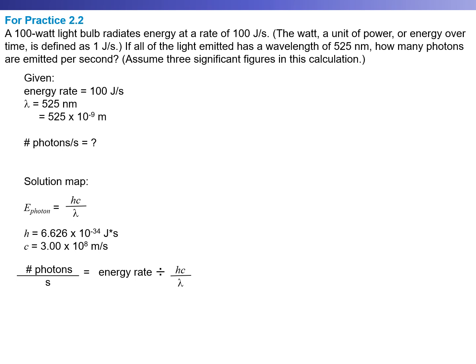Now the next thing we need to calculate is the number of photons per second. So we're going to take that energy rate, 100 joules per second, and we're actually going to divide it by the energy in the photon, the energy per photon.